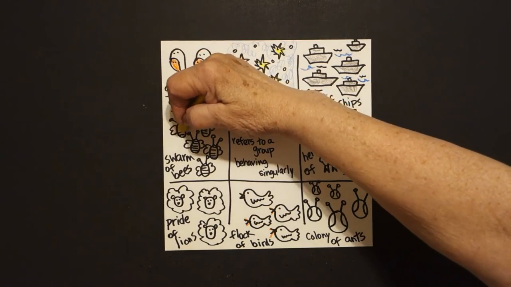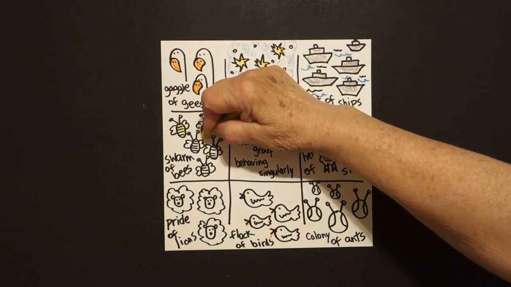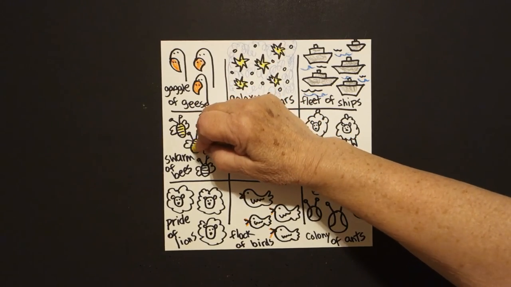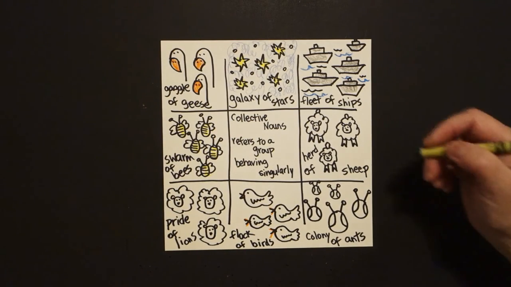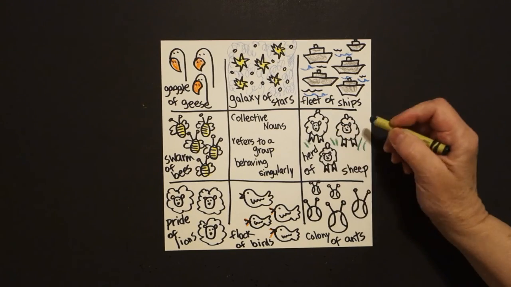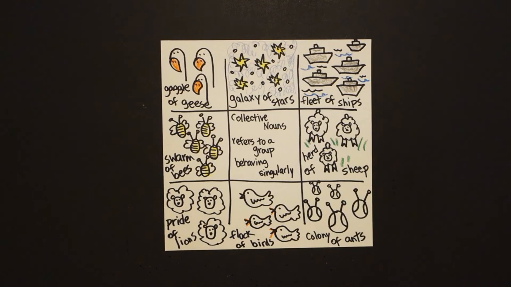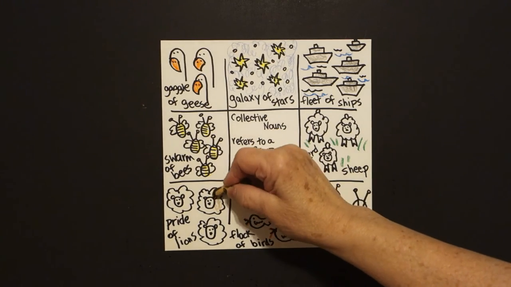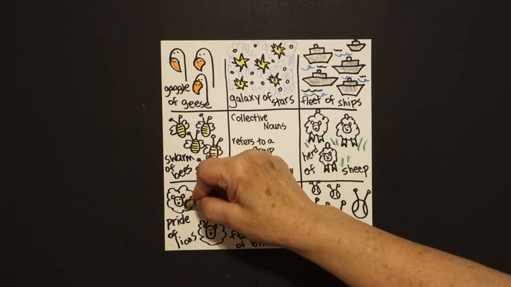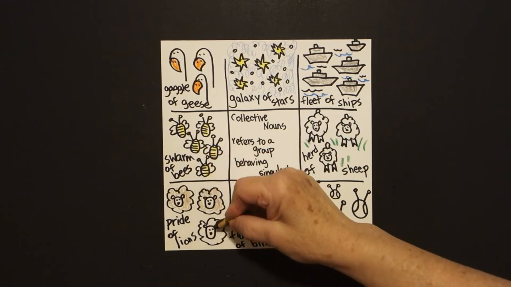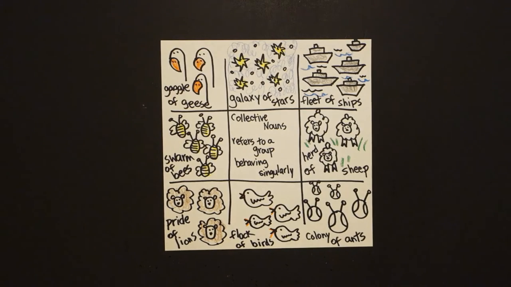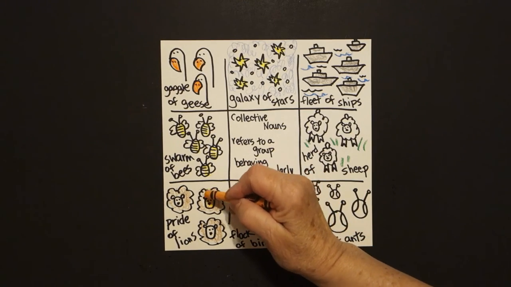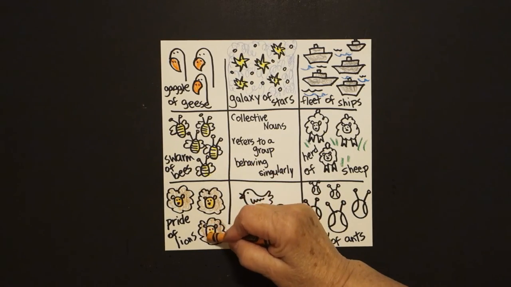And now, with my yellow, I'm just going to color in between my black lines of my swarm of bees. Okay. My sheep, I'm just going to put some grass with my green. Leave them alone. With my pride of lions, I'm gonna color their manes brown, lightly, not too dark, because these are kind of little drawings. So I'm gonna do my pride of lions with my brown. Then I'm gonna come in with my orange and color in their faces. That's my pride of lions.